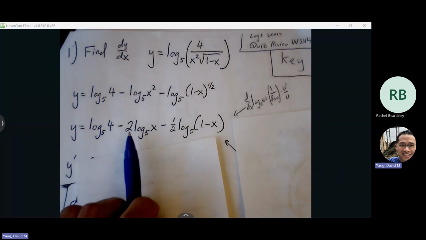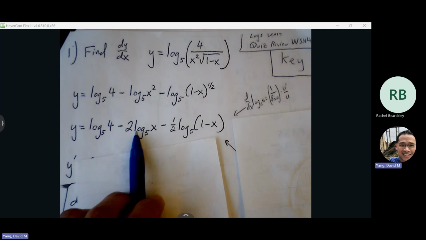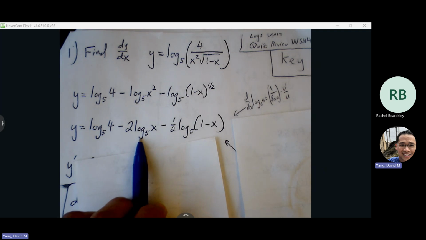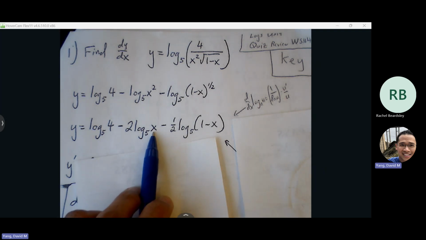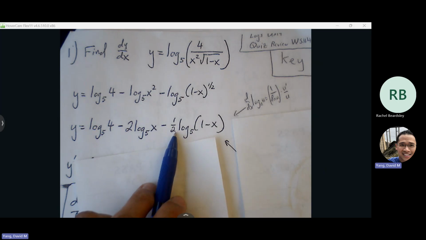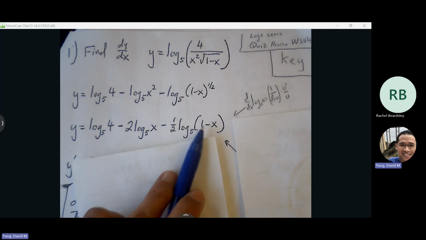Okay, so now we apply our derivative rule. 2 stays, 1 over natural log of 5, 1 over ln of 5, u prime over u, so that becomes 1 over x. We keep the 1/2, 1 over ln of 5, u prime over u, so negative 1 over 1 minus x.